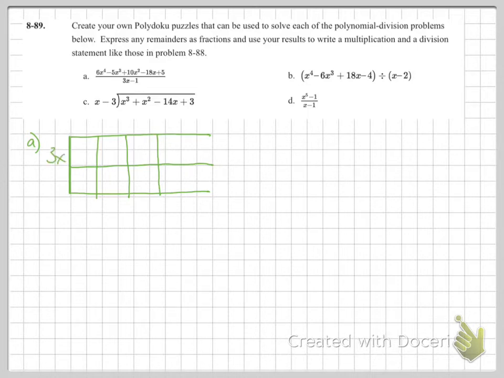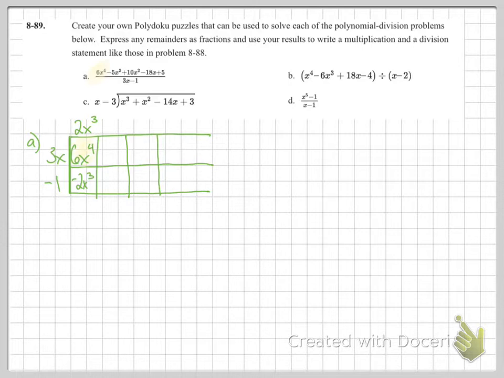3x minus 1 goes on the left. Remember that first term goes inside your first box, so 6x to the fourth. And then it's an area diagram. The left, 3x, times the top has to equal 6x to the fourth. So this must be 2x cubed. Then you do the top times the bottom left, negative 2x cubed.